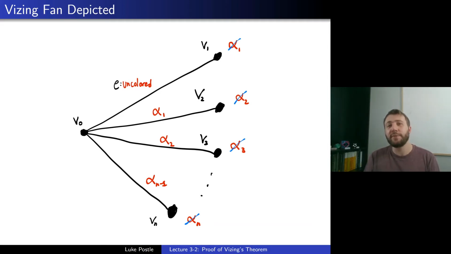If you want to assume the graph is regular by embedding it in a regular graph, which you could, then it would be more forced as in the picture, but this is just a depiction. So a Vizing fan: we have a star, we have one edge missing on that star, V0, V1, and then again the colors of the other edges of the fan are missing at earlier vertices, somewhat as depicted. So that's a Vizing fan.